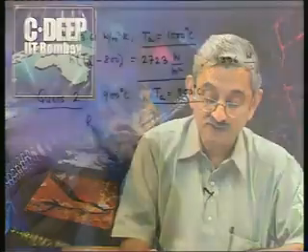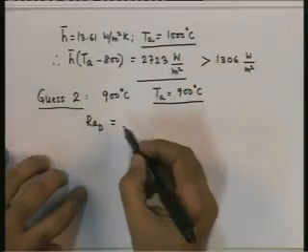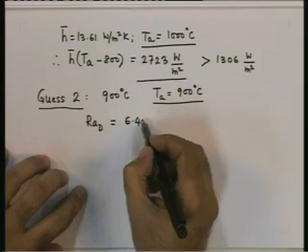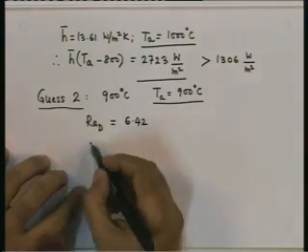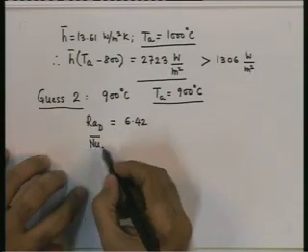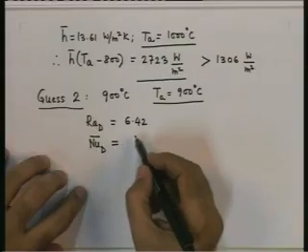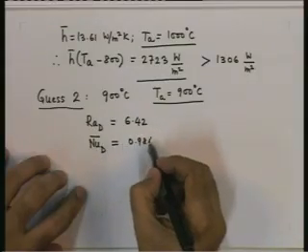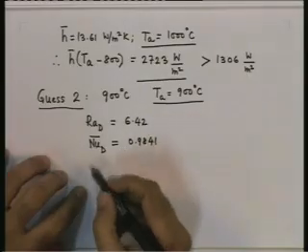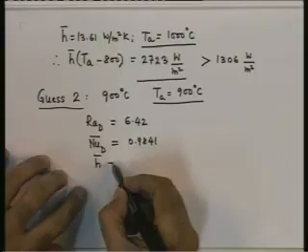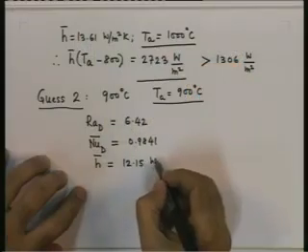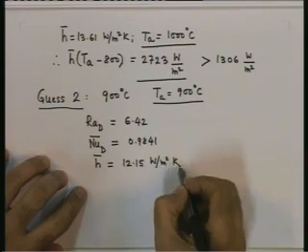The same procedure is to be followed, so I will not write the detail, but you will get your Rayleigh number based on the diameter to be 6.42, which will give you, using the Churchill-Chu correlation, a Nusselt number based on the diameter of 0.9841, and hence a value of the average heat transfer coefficient to be 12.15 watt per meter squared Kelvin.